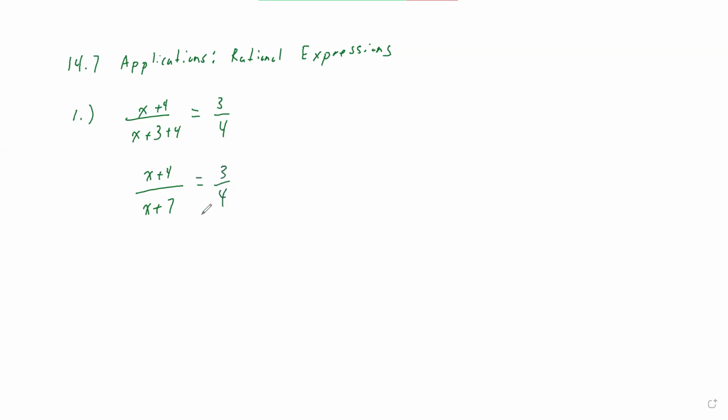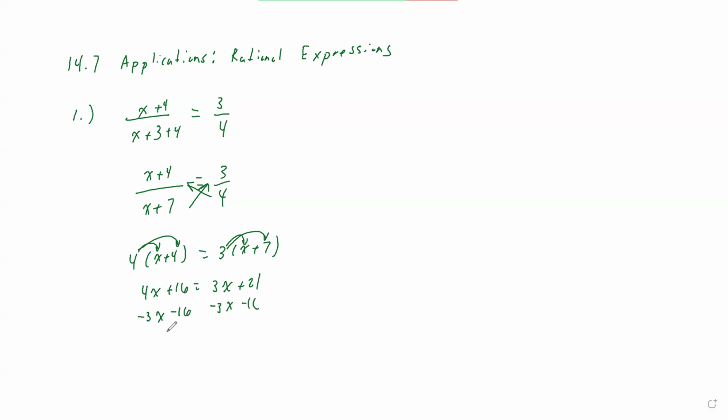Now I'm back to section 14.6 and I'll cross multiply. So I get 4 times x plus 4 equals 3 times x plus 7. So I'll distribute the 4. So 4 times x is 4x. 4 times 4 is 16. 3 times x is 3x. And 3 times 7 is 21. Now I'm going to subtract 3x because I'm trying to get x to one side. I'm going to go ahead and subtract 16 because I want everything away from the x that I'm moving. So 4x minus 3x is just x. This goes away. And 21 minus 16 would be 5.